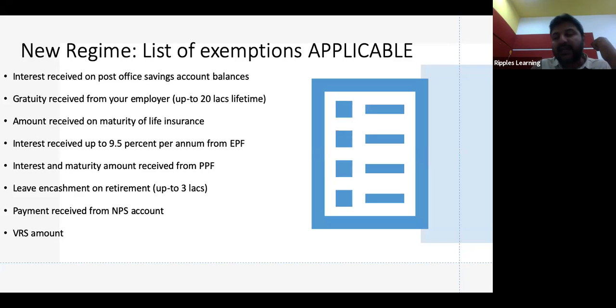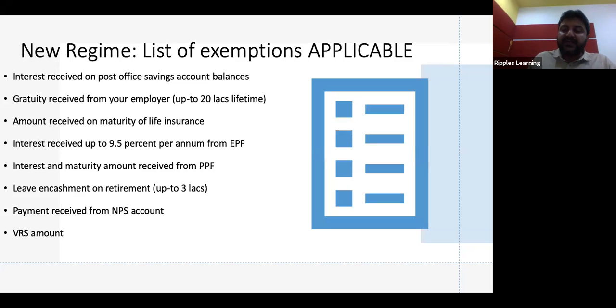VRS is, if you take early retirement, you get a lot of money because it's an early retirement, just like all the retirement money that you will get, including all your PF savings, leave encashment, etc. All that would come together in one financial year. Still, it would not be taxed. Right? So all these exemptions would still apply.